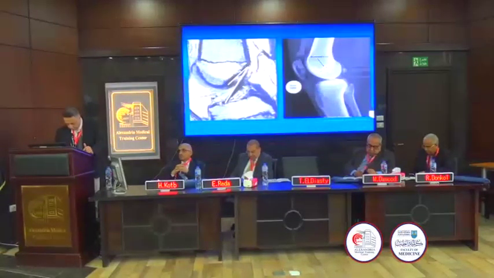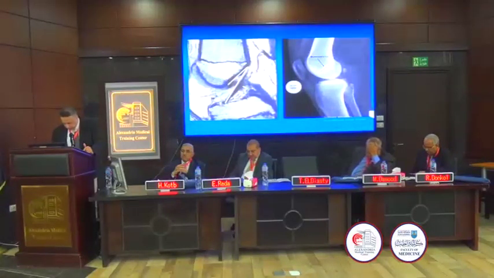This is the roof of the femoral intercondylar notch, and this is the Blumensaat line, and this is the anterior cruciate ligament. This angle is about 5 degrees, and the ACL must be parallel to this Blumensaat line.